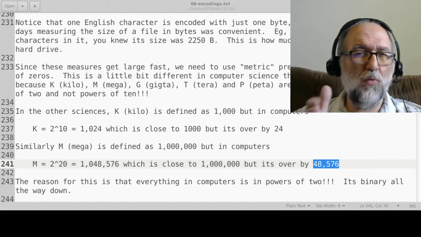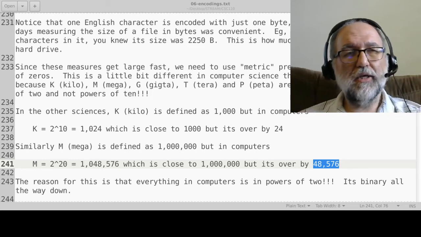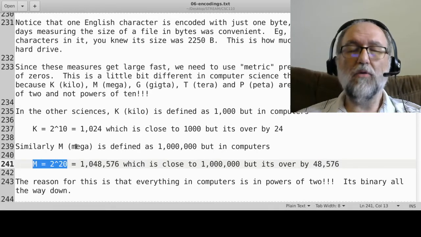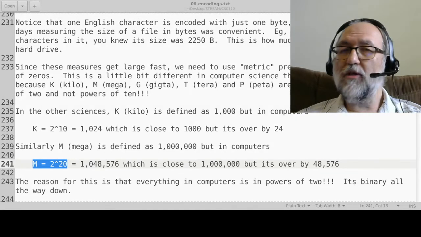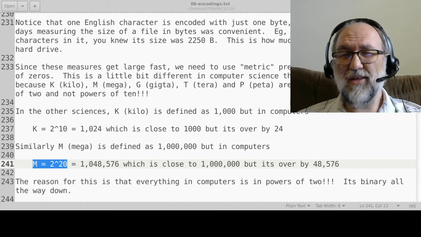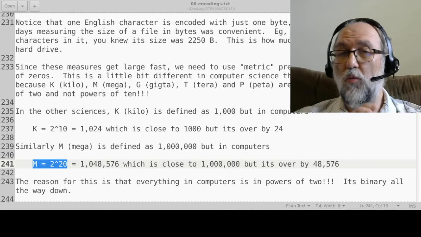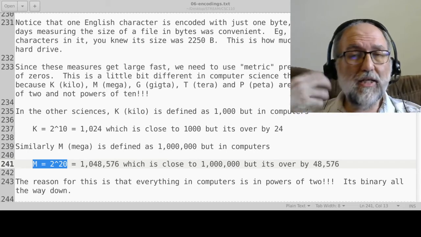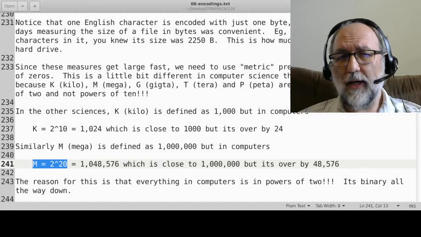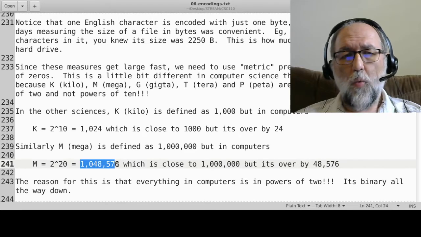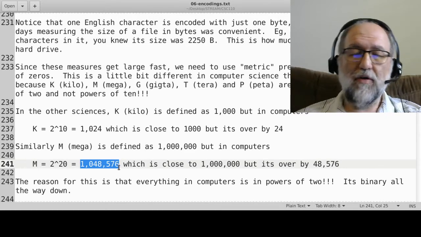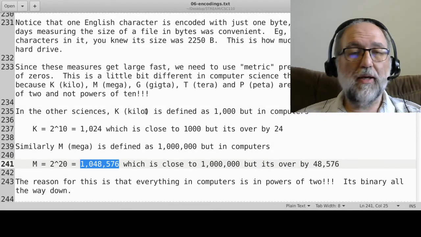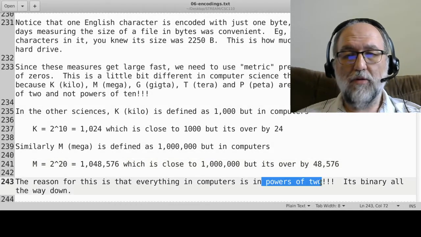And because you have to really work in powers of 2 in computers, they said, you know what, we're just going to define mega as being 2 to the 20 when we're talking about computers. So when it comes to computers and you say a megabyte, you really don't mean 1,000,000 bytes, even though we'll make that approximation later because it makes the math easier. Technically speaking, when you say a megabyte, you're really saying 1,048,576 bytes. And again, that's just because everything in computers is in powers of 2.